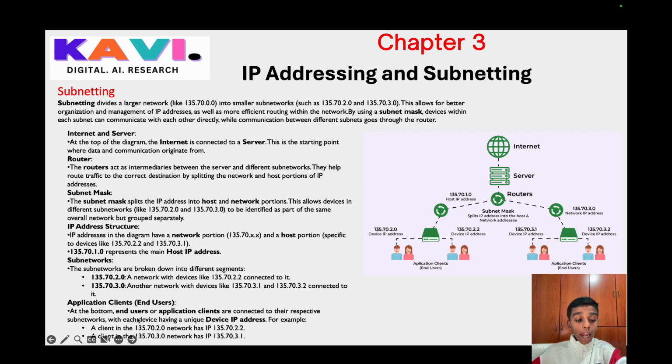At the bottom, end users or application clients are connected to their respective subnetworks, with each device having a unique device IP address. For example, a client in the 135.70.2.0 network has an IP of 135.70.2.2. Another example is a client in the 135.70.3.0 network that has an IP of 135.70.3.1. So folks, that's it for today.